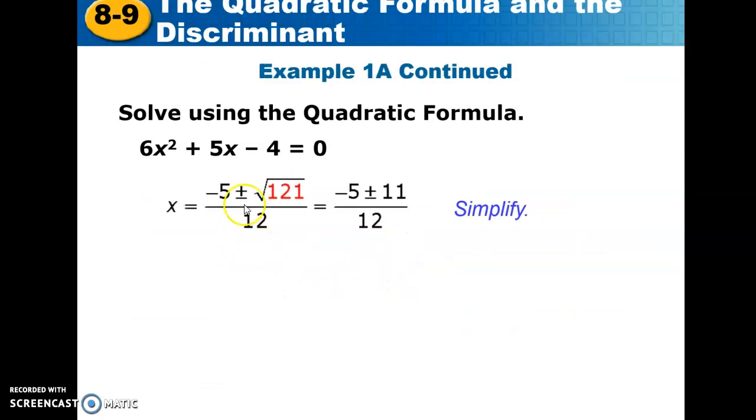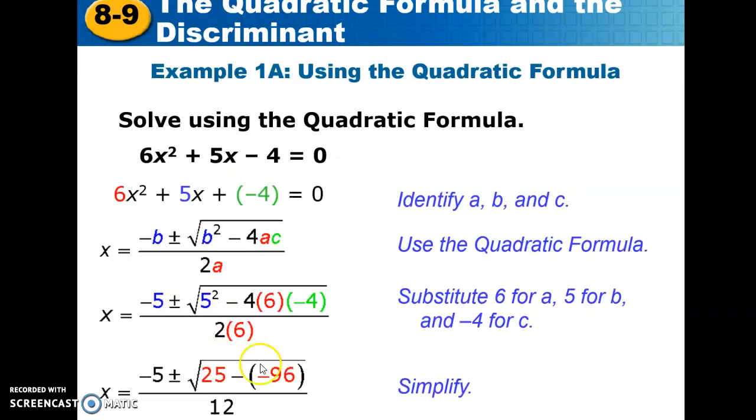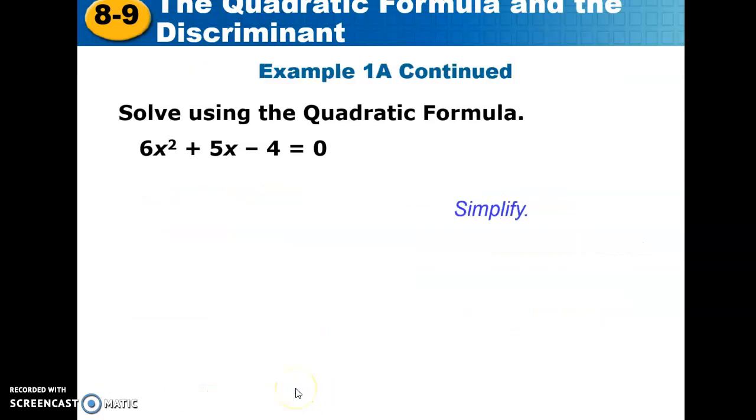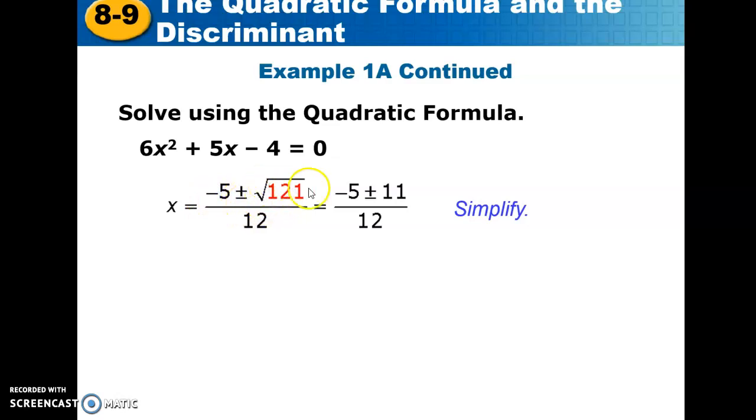So we're keeping going here. Now here's where it gets a little tricky. When you take that 25 plus 96, that gives you 121. So we have negative 5 plus or minus the square root of 121 over 12. We can take the square root of 121. That works out nice and pretty. It becomes 11, right? So we have negative 5 plus or minus 11 divided by 12.